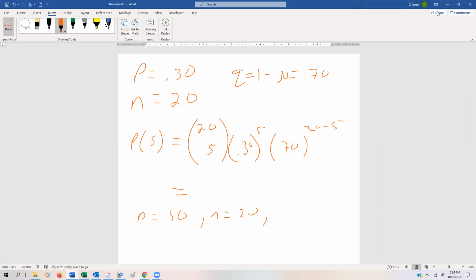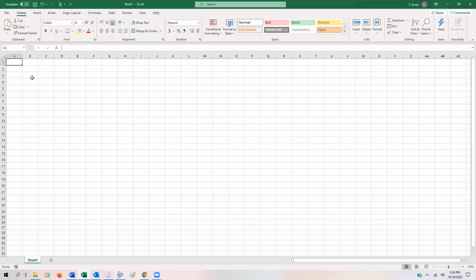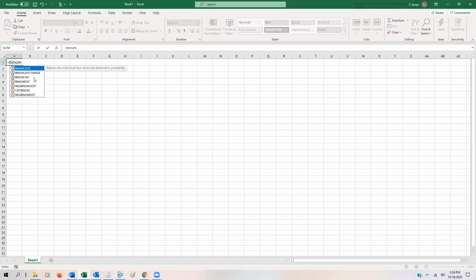So if P was equal to 0.30 and N was equal to 20, and we wanted exactly 5 successes, let's use Excel to do that. Here's how we're going to do that. We're going to go into Excel, and the command that we're going to use is equal binom dist.